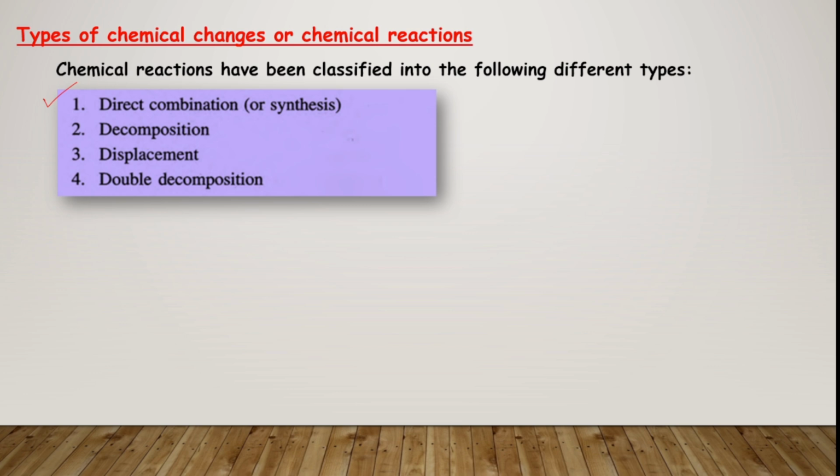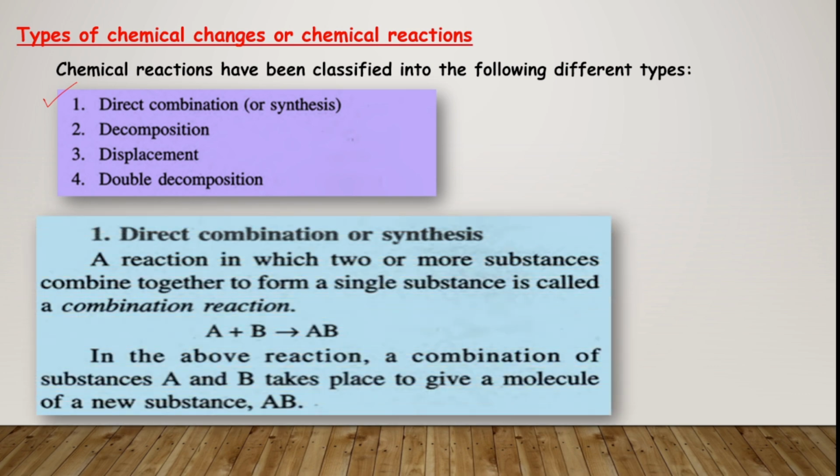First, let us see what is a direct combination or synthesis reaction. In this, 2 or more substances join together. That is called combination. For example, A is an element, B is another element. They combine together to form a compound called AB. This is known as a combination reaction, forming a new molecule or a new substance.